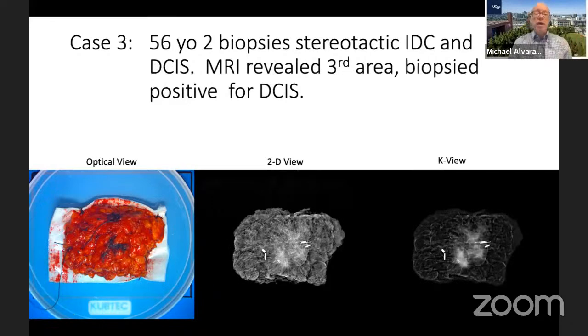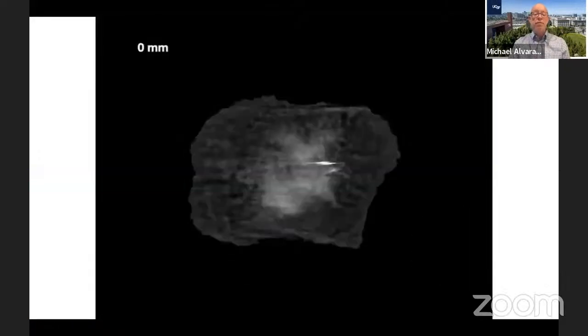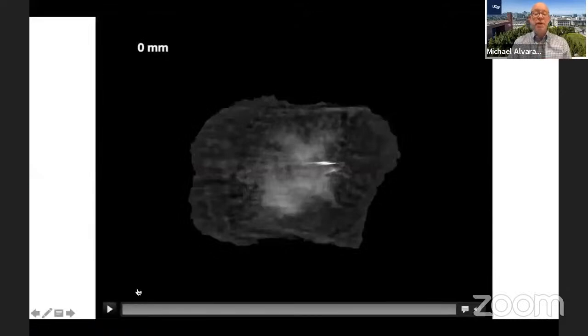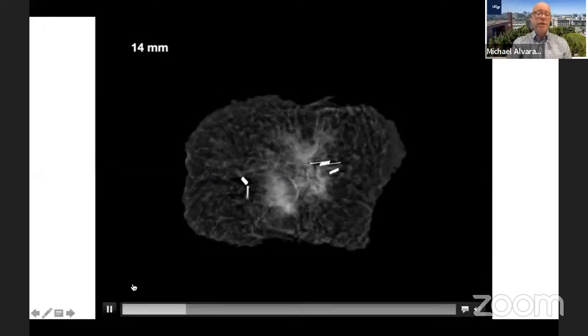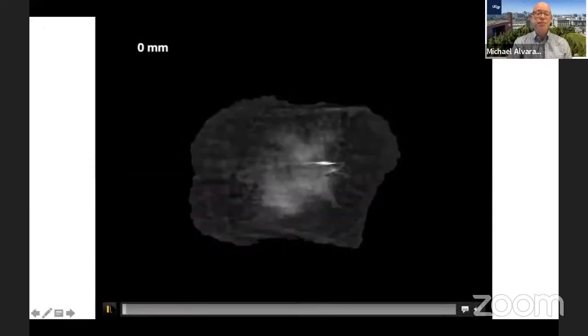Third area that you can see here as well, again, really nice pictures with 2D versus just the standard and the K view, and then running this one as well. You can see here, the clip appears to be pretty anterior as we start. So this tells me that it's close anteriorly. And so the anterior margin is going to be something that we should look at.